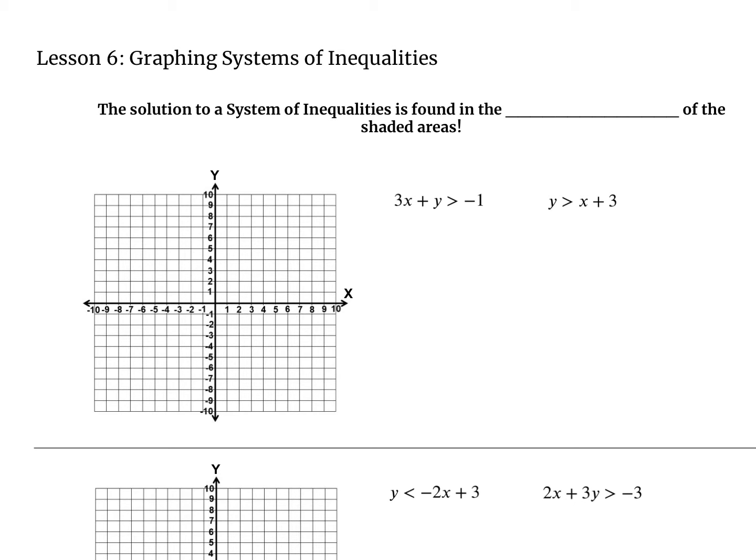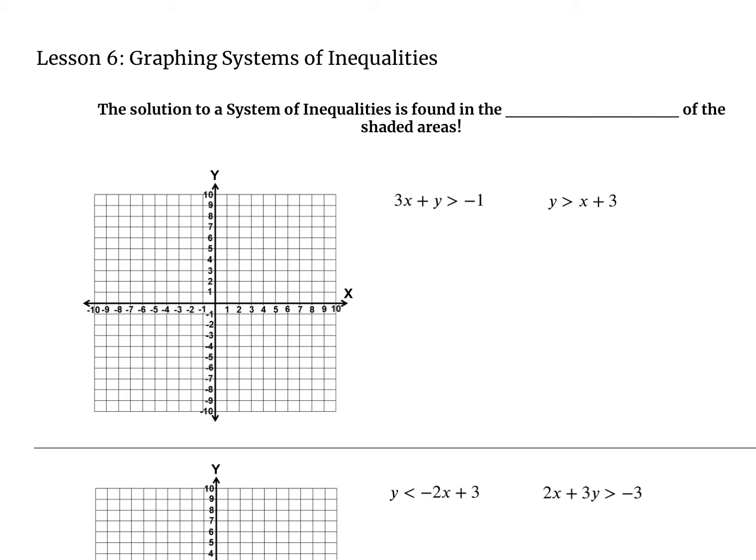This is lesson 6, graphing systems of inequalities. So yesterday we looked at just how to graph an inequality. Today we're looking at a system. So we're looking at two inequalities and we're going to find the solution with our system. Yesterday we also talked about the solution to an inequality being in the shaded area.